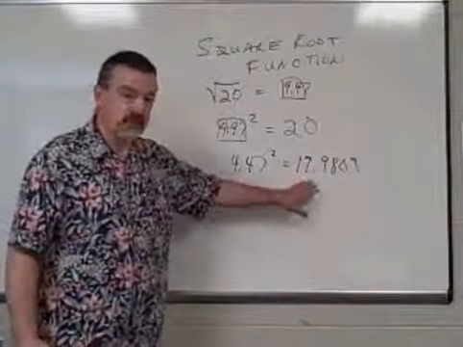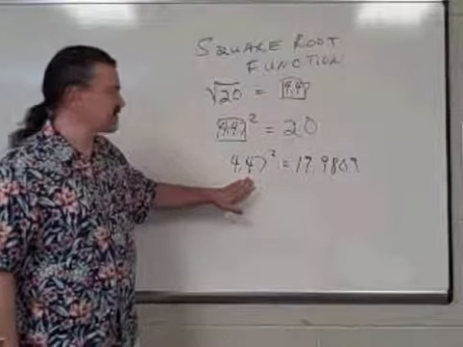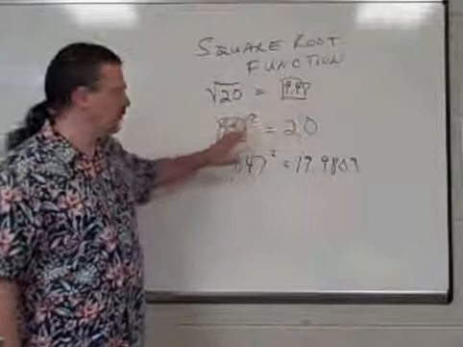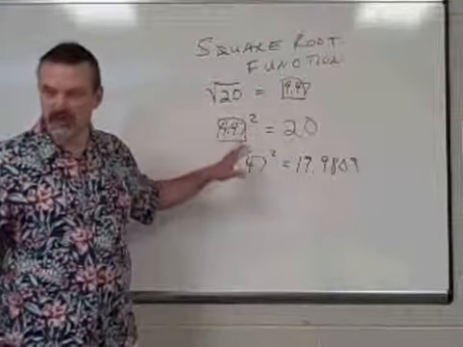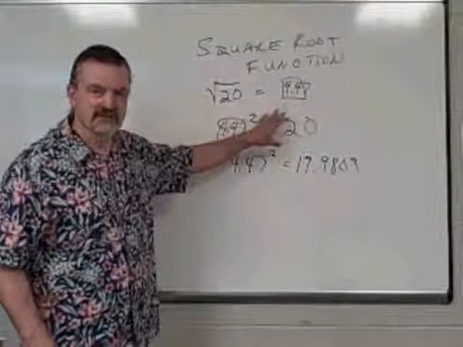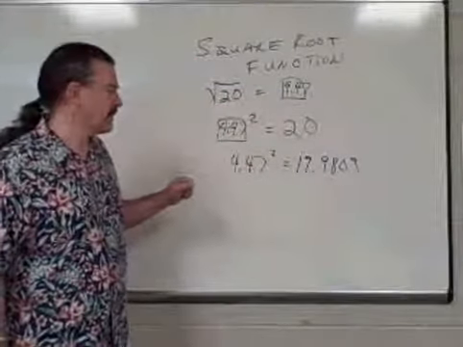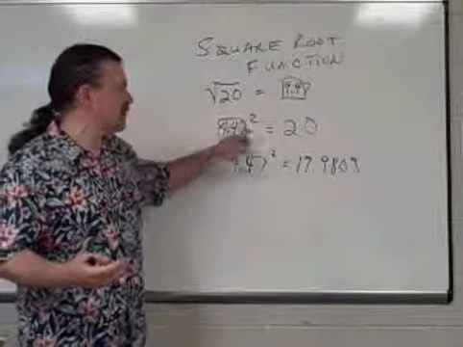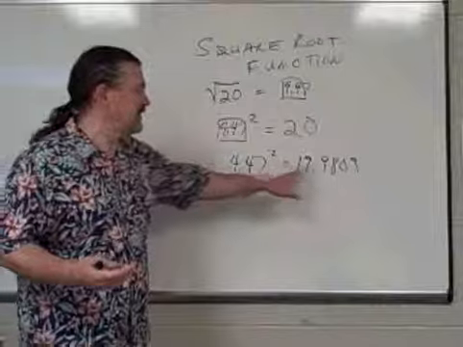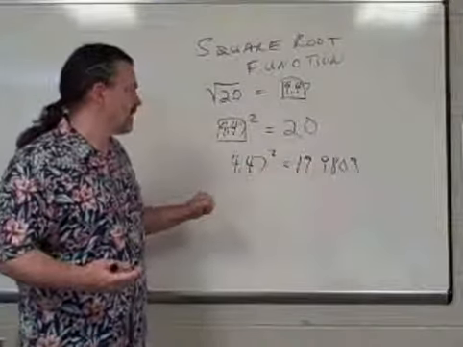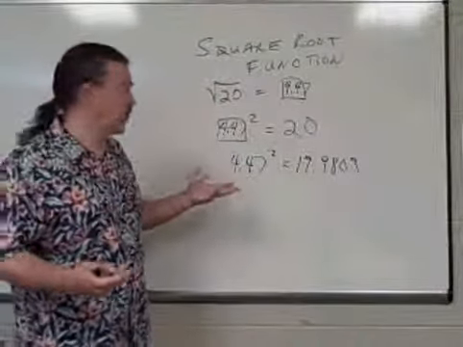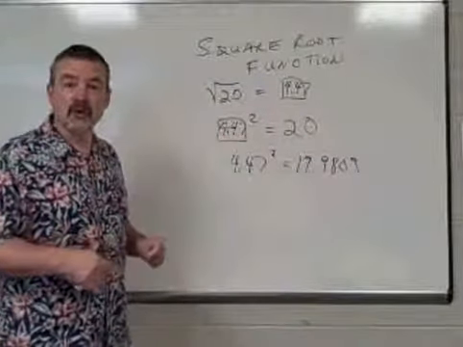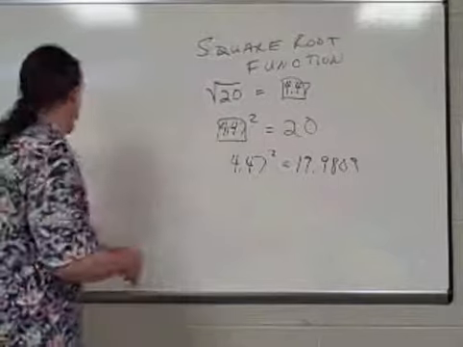Is that exactly 20? Is the square of 4.47 exactly 20? No, because we approximated what that number would be. When we used our square root function, we took an approximation, rounded to the nearest hundredth. So we wouldn't expect that if we squared 4 and 47 hundredths, we would get exactly 20. But we get a very close approximation. And that's what happens when you're working with square roots, when you're looking to find numbers that you can square that aren't going to be whole numbers. Let's look at a couple of those other examples.